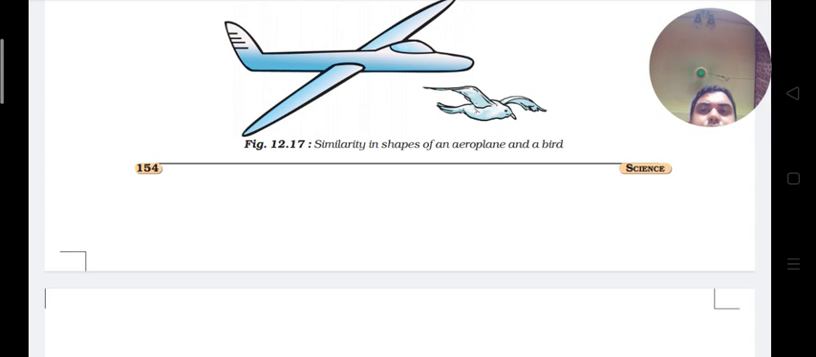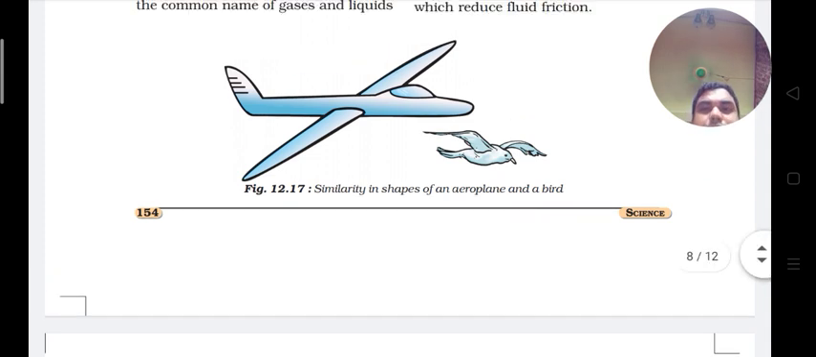You can take an example: a car has a streamlined shape due to which it faces much less frictional force of the air while running at high speed. A bus does not have a streamlined shape, so it encounters a much greater frictional force from air while running at the same speed.